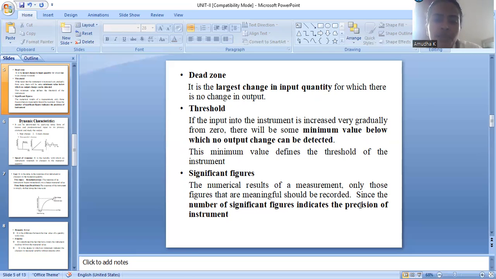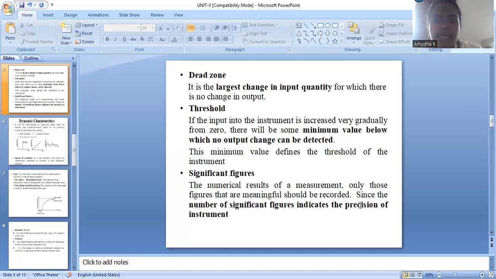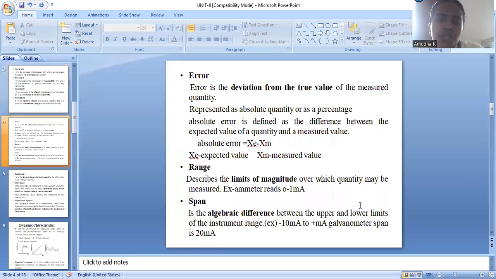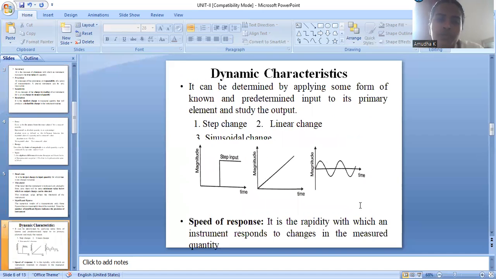And significant figure. The number of significant figures indicates the precision of the instrument. It is the numerical result of a measurement, and only those figures that are meaningful should be recorded. Okay. So these are the static characteristics. The major ones: accuracy, precision, sensitivity, resolution, error, range, span, dead zone, threshold. These are the static characteristics of the transducer.